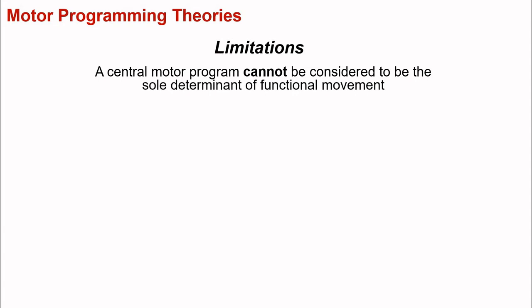What are the limitations of the motor control theory? The main point to consider is that a central motor program cannot be considered to be the sole determiner of functional movement. To understand this point, we can again look at the case of Ian Waterman. Ian can stand, Ian can walk, Ian can gesture, but all of these amazing accomplishments are very impoverished versions of the actions of a young, healthy adult with intact proprioception.